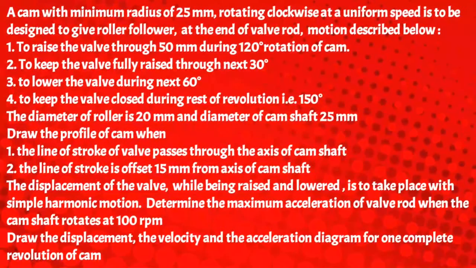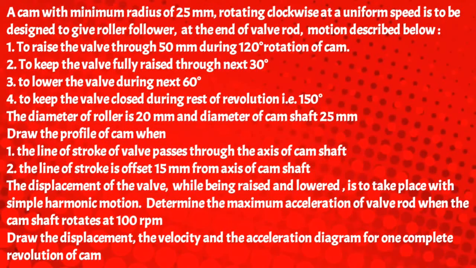A cam with minimum radius of 25 mm rotating clockwise at uniform speed is to be designed to give a roller follower at the end of a wall rod motion described below. To raise the wall through 50 mm during 120 degree rotation of cam, to keep the wall fully raised through the next 30 degree, to lower the wall during the next 60 degree, and to keep the wall closed during the rest of the revolution, that is 150 degree.